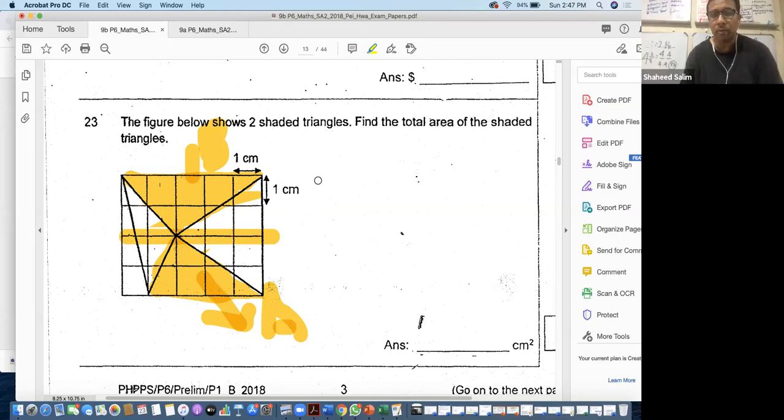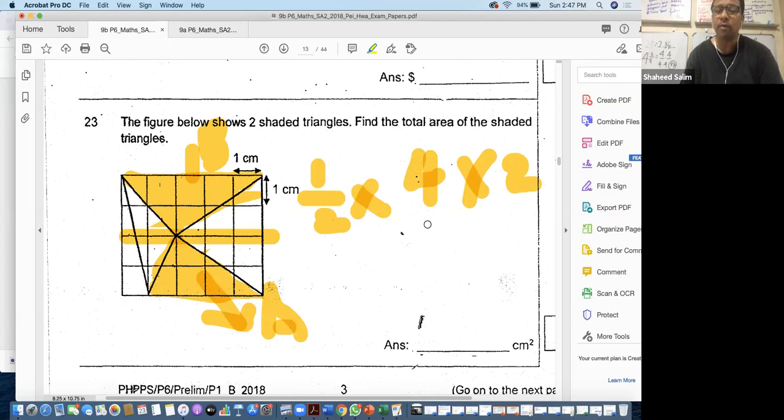What's the height? 2. So half times 4 times 2. So what's your answer for this one? You write down now. You see, half of 4 is 2. 2 times 2 is 4. So the answer is 4.